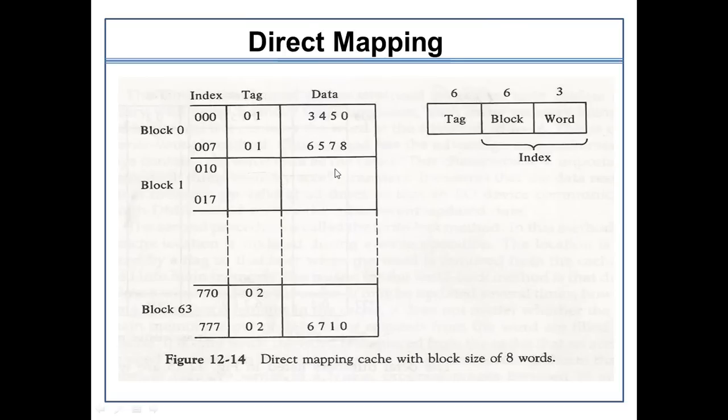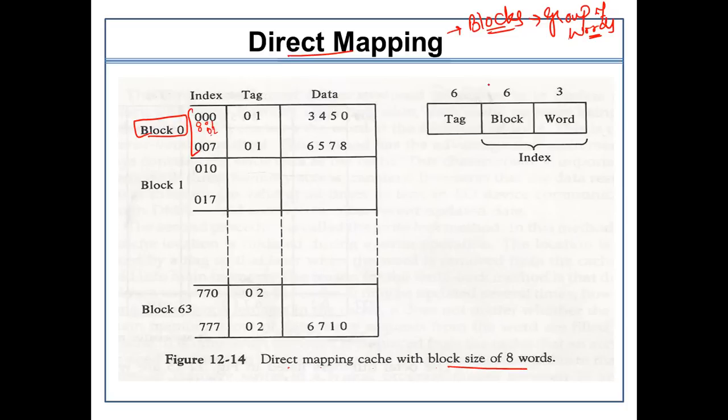This is the further, advanced version of storing data in direct mapping when we make use of blocks. Blocks consist of groups of words. Let's take this example: a direct mapping cache with a block size of 8 words. So we are using a block consisting of 8 words, 000 to 007, that is 1, 2, 3, 4, 5, 6, 7. So a total of 8 words are being stored.